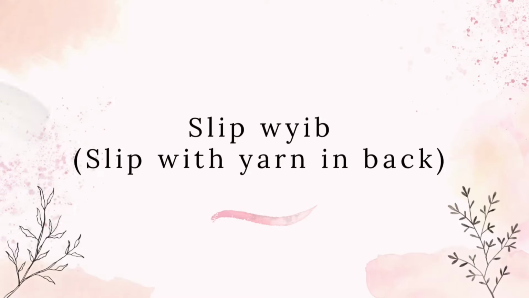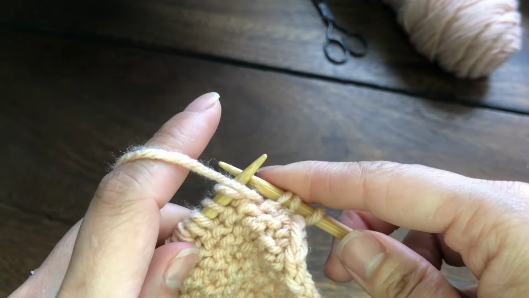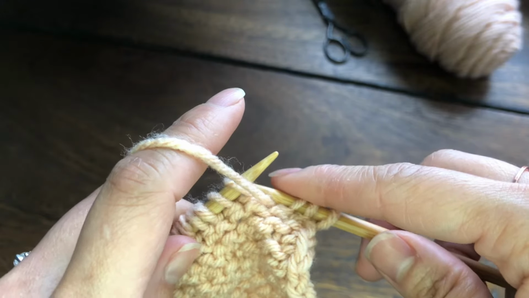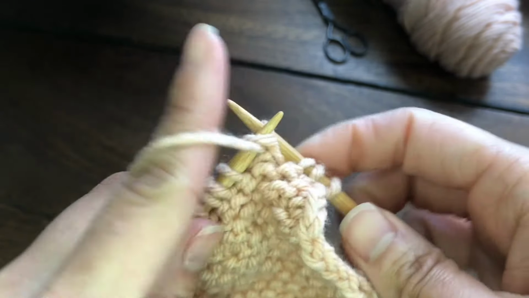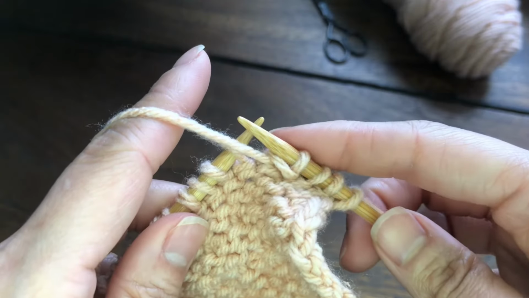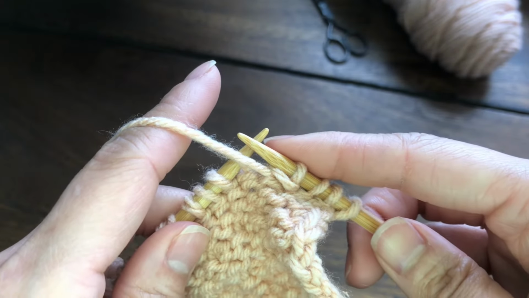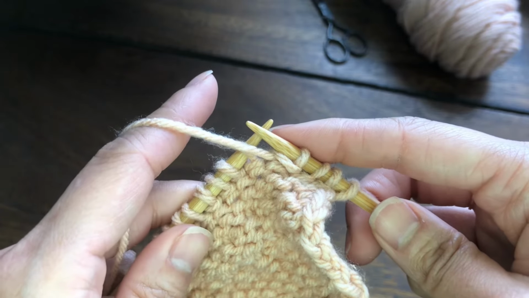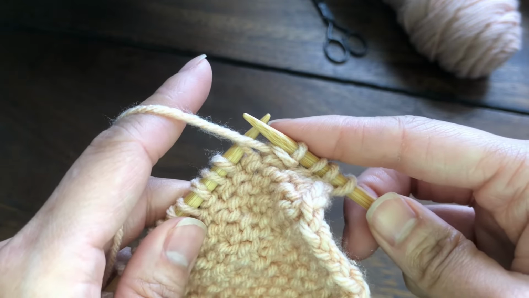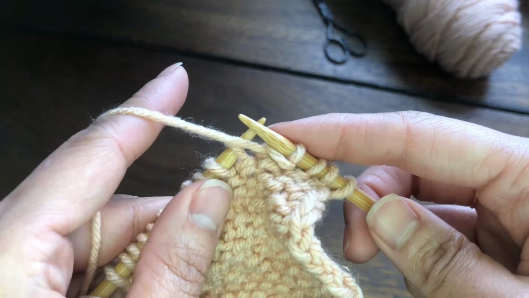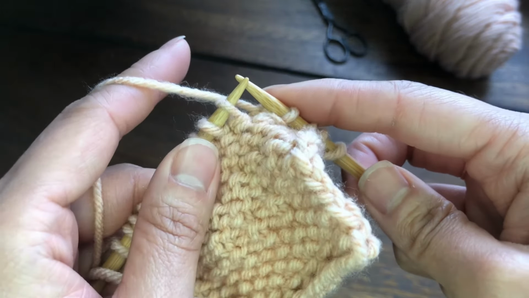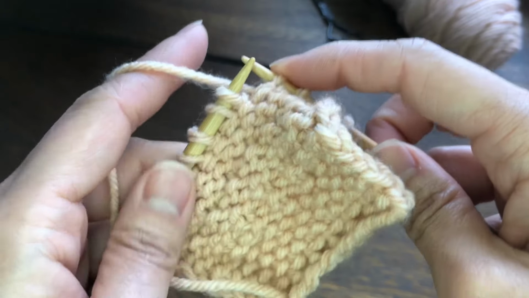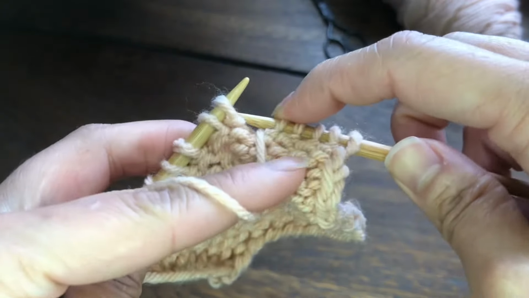Slip with yarn in back. The same thing applies to yarn in the back. If you are knitting a purl stitch, the working yarn will be placed in front of your work. If the pattern specifies wyib, with yarn in back, we are going to bring the working yarn in the back and then slip the stitch and move on to the next stitch.